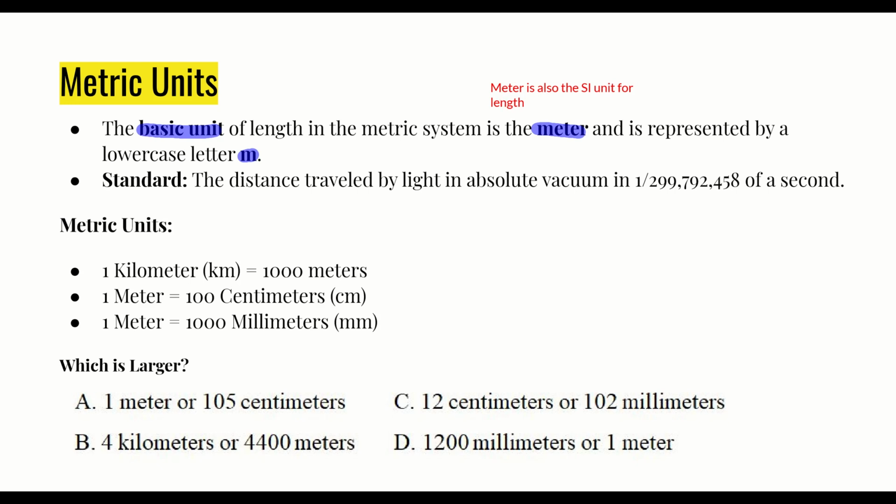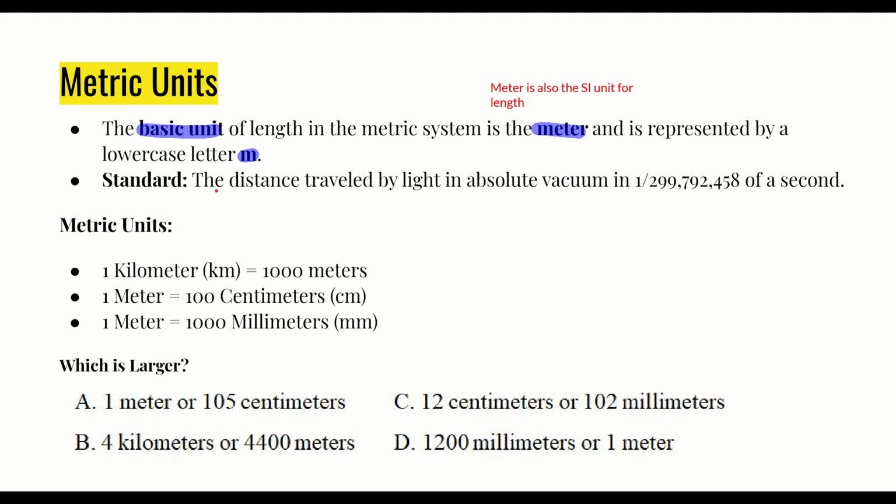All right. And now the standard, this isn't something that you need to know a lot. It's more of just kind of a nice thing to know. So this standard is really how do we come up with the length of a meter? And there's really two different ways. One, a meter originally was defined as a fraction of the length from the equator to the North Pole, or the pole of the planet.